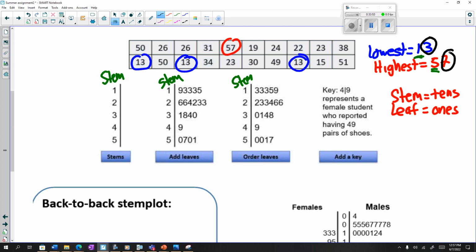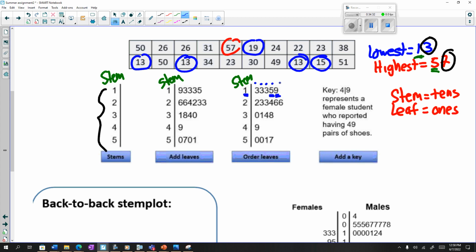As you could see here, first they put in their stems 1 through 5, and then they started putting in the leaves corresponding to all the ones. I'm going to circle all the ones with blue. 13, 13, 13. Then we have 15, that's going to be the 1, 5. And then we have 19, that's the 1, 9. Notice we're not writing 1, 3, 1, 5, 1, 9. The 1 is only written once on the left as the stem, and then you just write the 3, 5, and 9, representing the three 13s, the 15, and the 19.